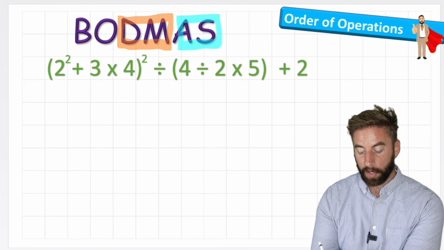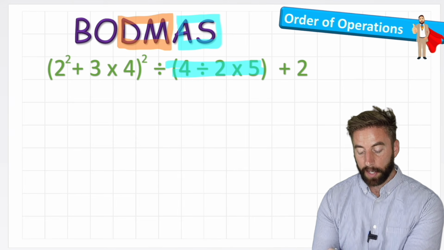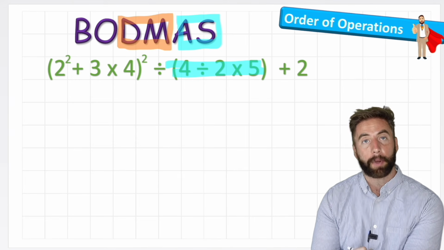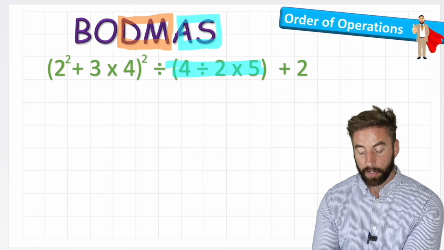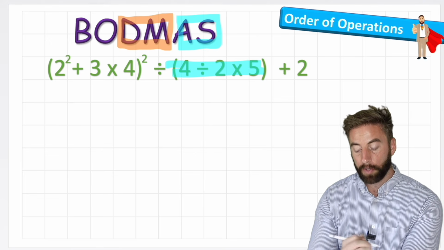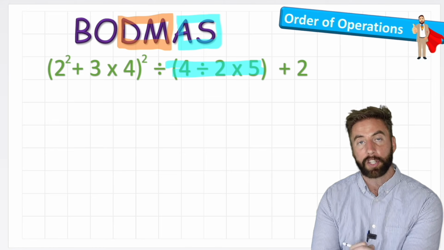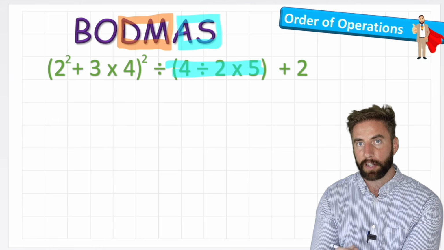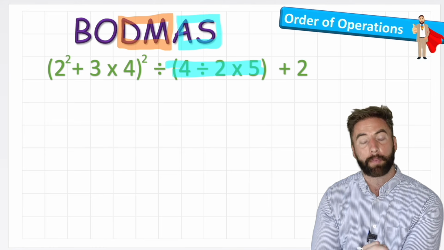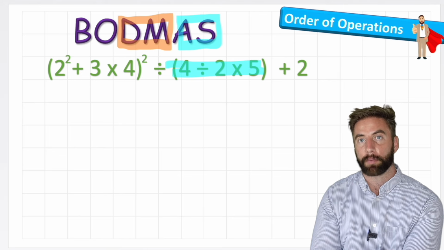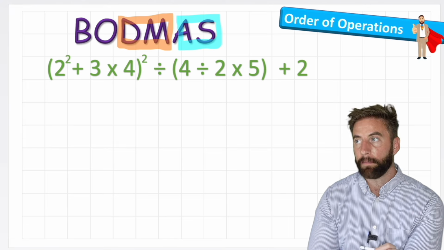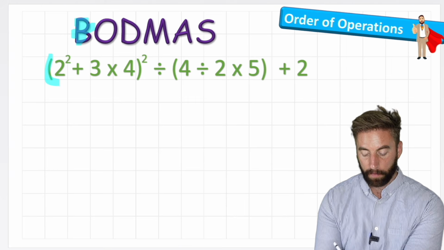So if we were to look at this stage here, 4 divided by 2 times 3, I would actually start with my 4 divided by 2 because that's the first in the sequence. But if it read 4 times 2 divided by 5, then I would actually start with my multiplication because that's first in the sequence. So my division and multiplication are linked, and so is my addition and subtraction. So with that in mind, let's begin. And I'm going to start with this bracket first of all.